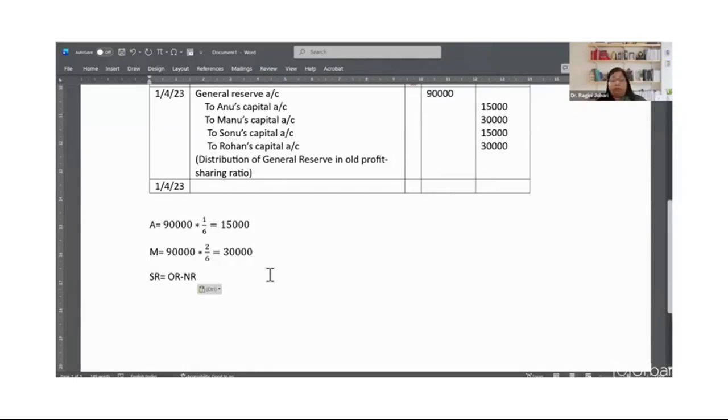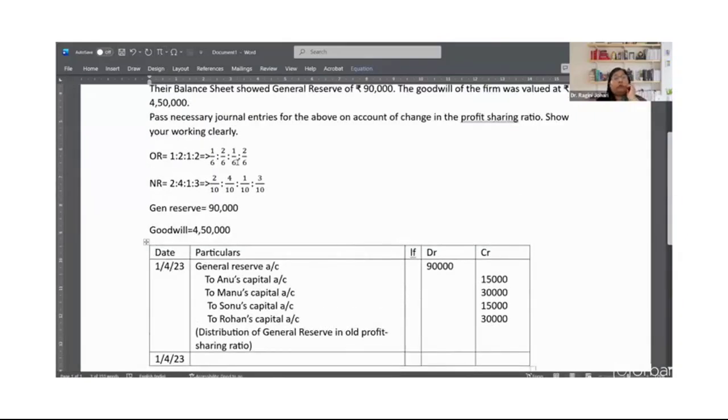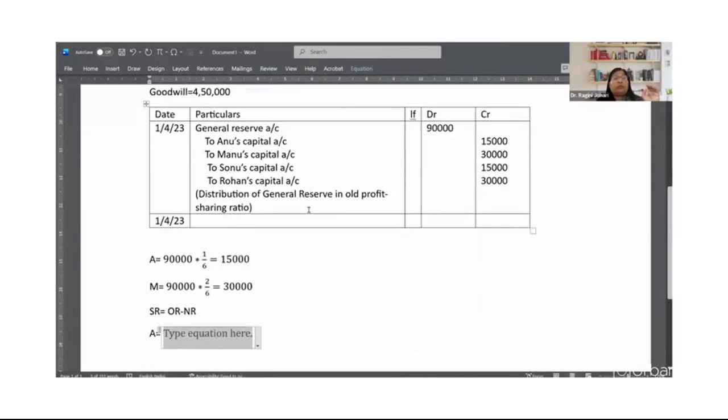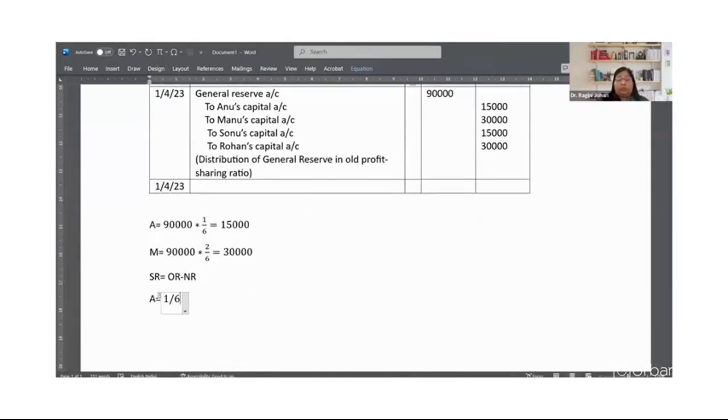So let's start with the first partner. For the first partner, the old ratio is 1 upon 6, the new ratio is 2 upon 10. So this is 1 upon 6 minus 2 upon 10. And what do we get? We have the denominator as 30: 6 5s are 30, minus 10, 2 3s are 6... 3 2s are 6. All right, so this is negative 1 upon 10. Now, which means what? This is the gaining ratio.